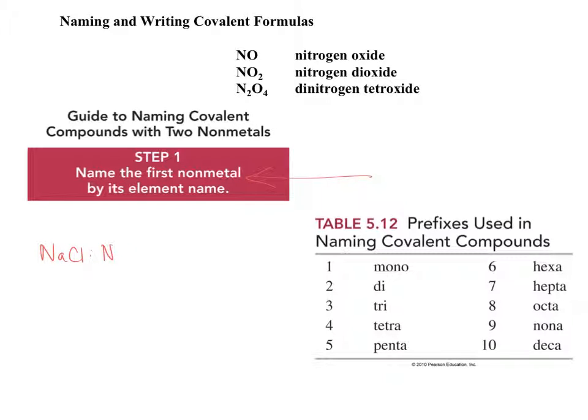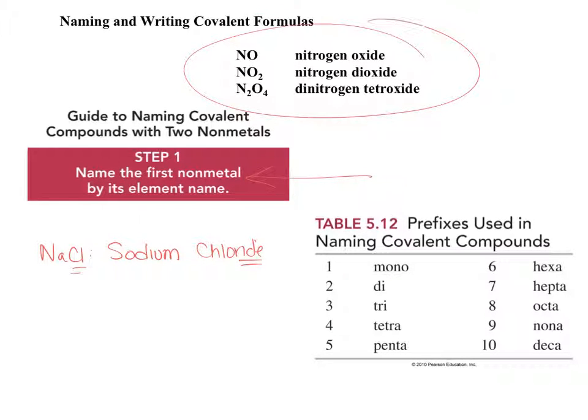For ionic, whoops. So our first element is Na, which the periodic table tells us, or maybe you already know, is sodium. You don't change the name. Step 2, you take the second element, for instance, chlorine, and you change it to chloride, giving it an IDE ending. The same thing works with our covalent.